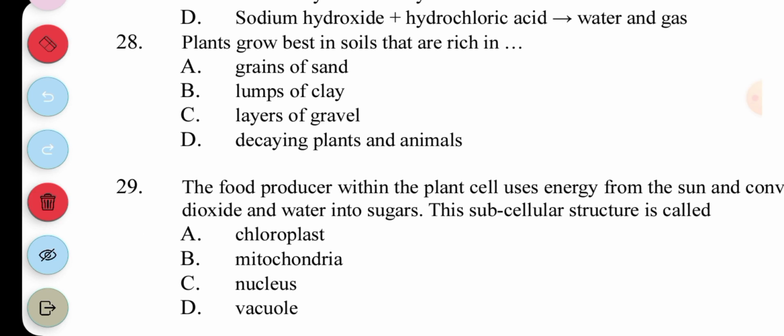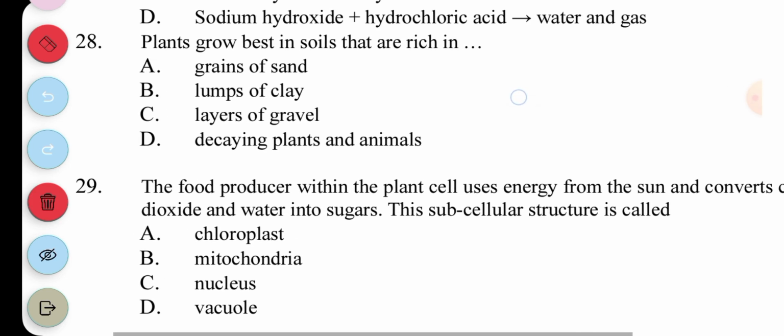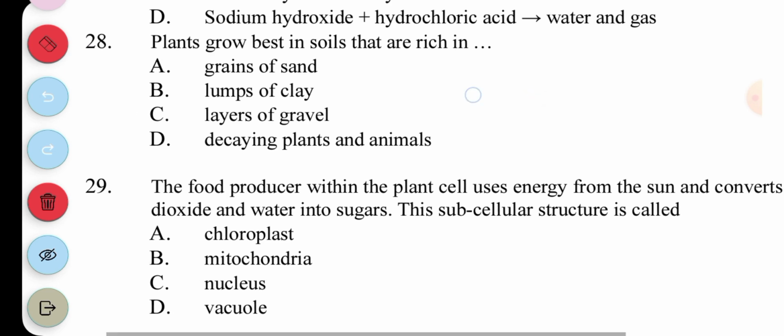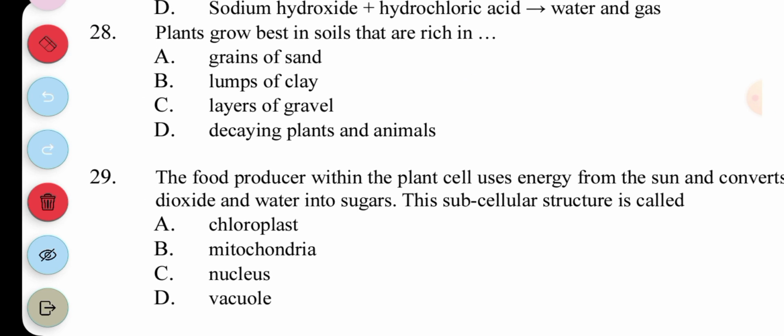29. The food producer within the plant cell uses energy from the sun and converts carbon dioxide and water into sugar. This subcellular structure is called chloroplast, mitochondria, nucleus, vacuole. The answer to question 29 is A. Chloroplast. Contains chlorophyll.